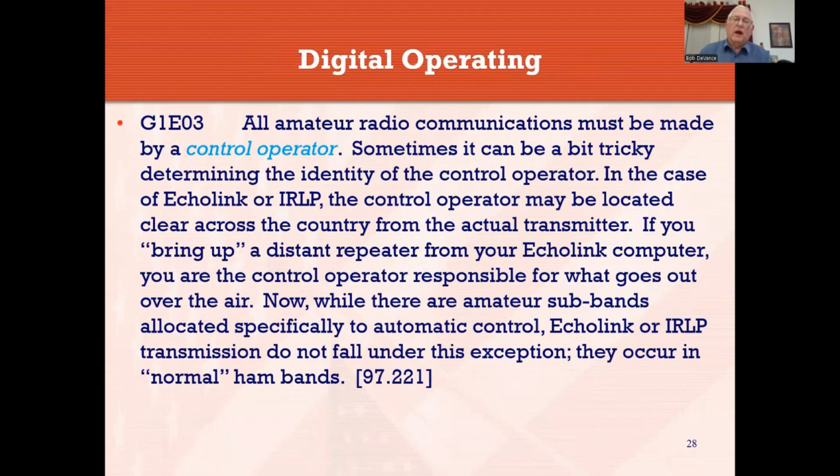In the case of Echolink or IRLP, IRLP is the Internet Relay Linking Project, somewhat similar to Echolink, the control operator may be located clear across the country. Of course, we have some people who check in on Sunday night from Georgia pretty regularly. When that person from Georgia checks in, he is actually his own control operator. He is the control operator for that signal, even though he's coming through and activating our repeater. So we have to have a control operator, whether it's Echolink, IRLP, or whoever it happens to be.